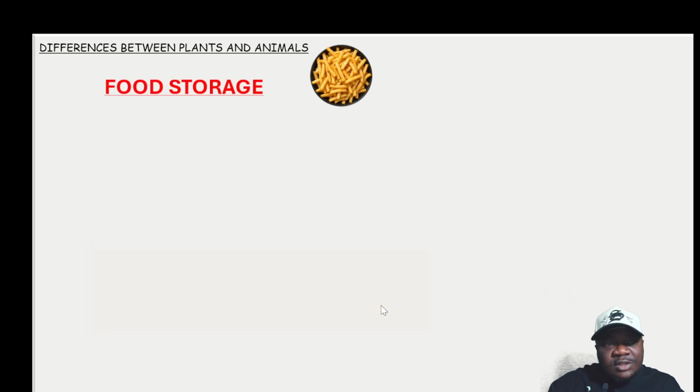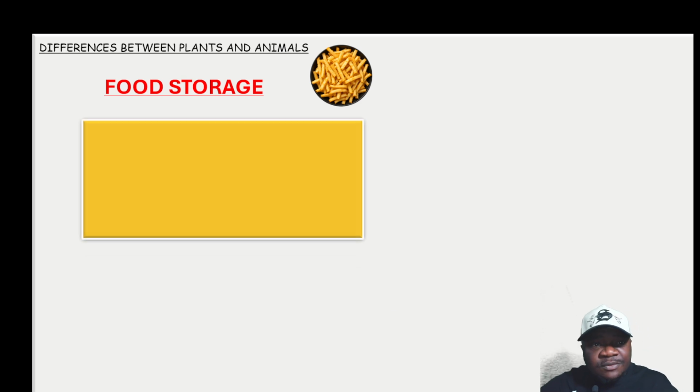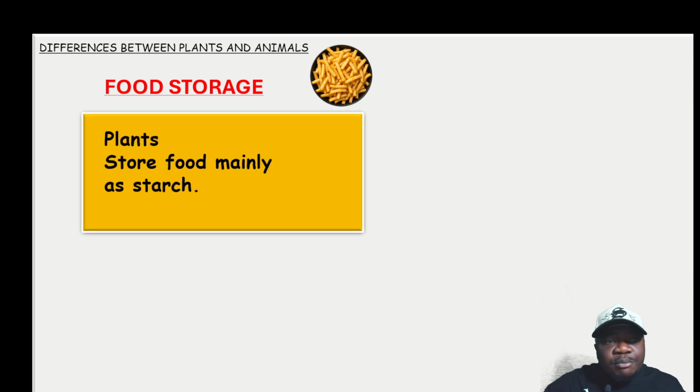Okay. So the next one, food storage. Plants store food mainly as starch. During photosynthesis, nutrients and everything are stored in the plant in the form of starch. That's why you can get good natural starch from plants. And all this starch is stored inside the chloroplast. Those are the chloroplasts.